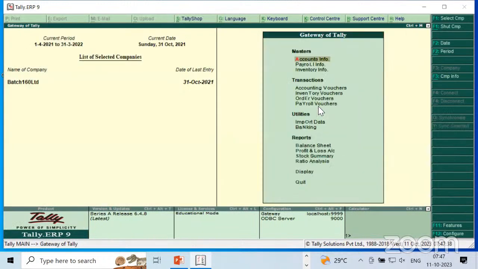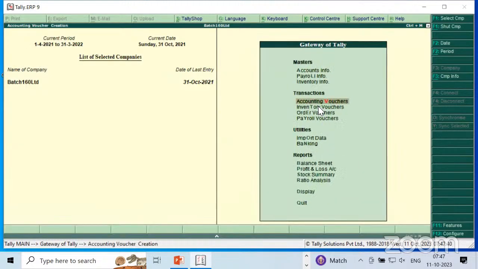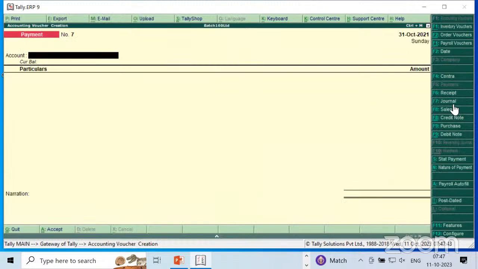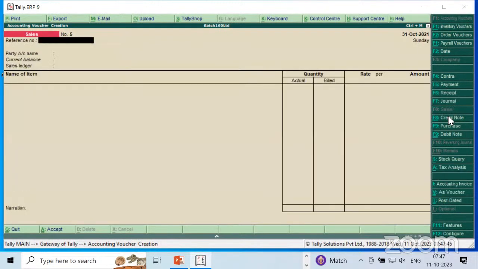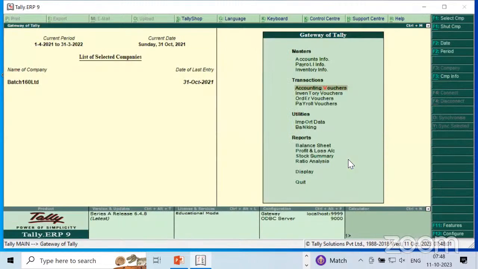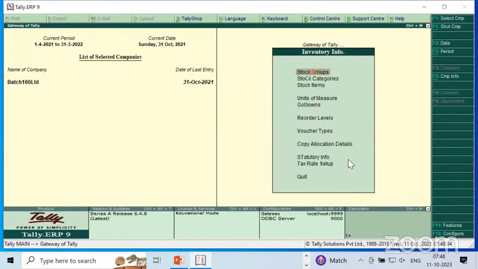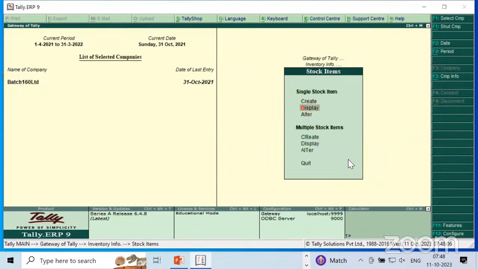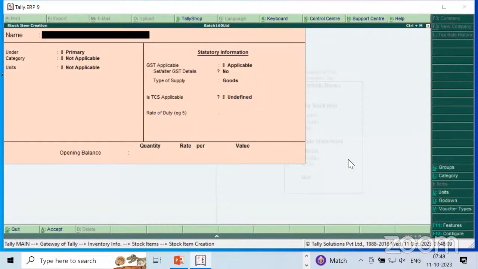Whereas you go to transaction, go to accounting voucher. Now you have a purchase voucher, sales voucher, journal, receipt voucher, credit note, debit note. So all these things are changeable. Now what is configuration? You go to F12 configuration. Here if you enable something, let's say for example, you go to create stock item, that will be easy for us to understand. Now you are going to create, let's say you create something. Now, let's say what is this?